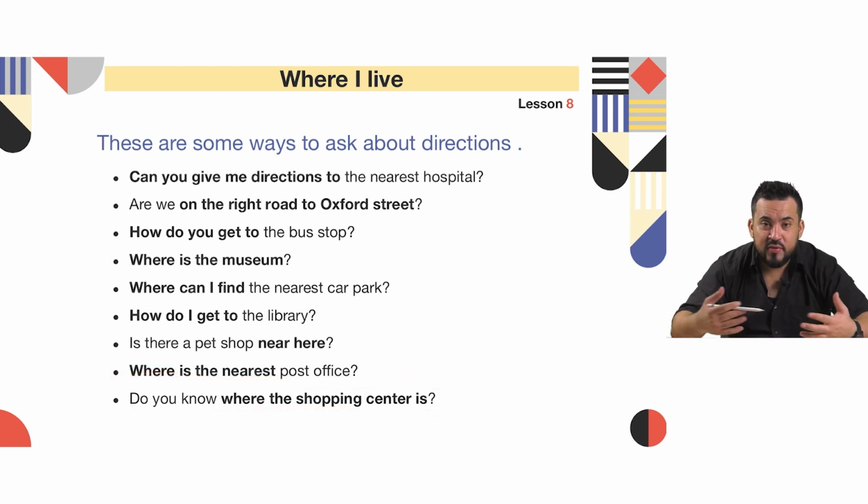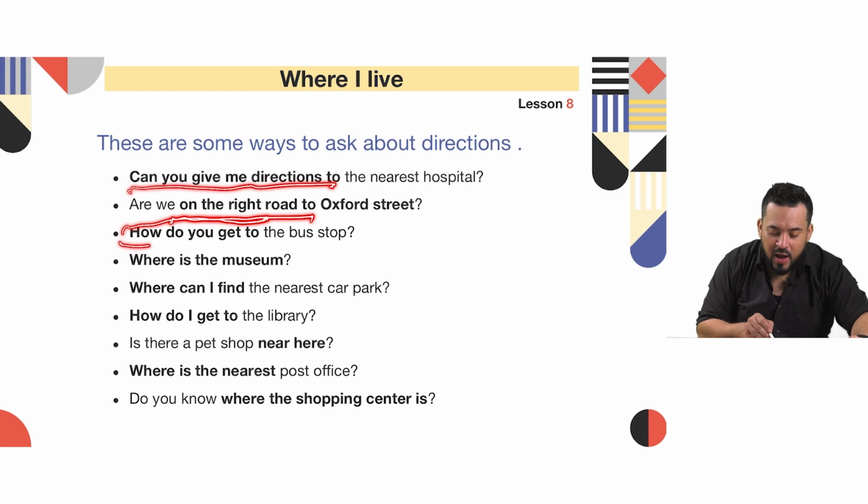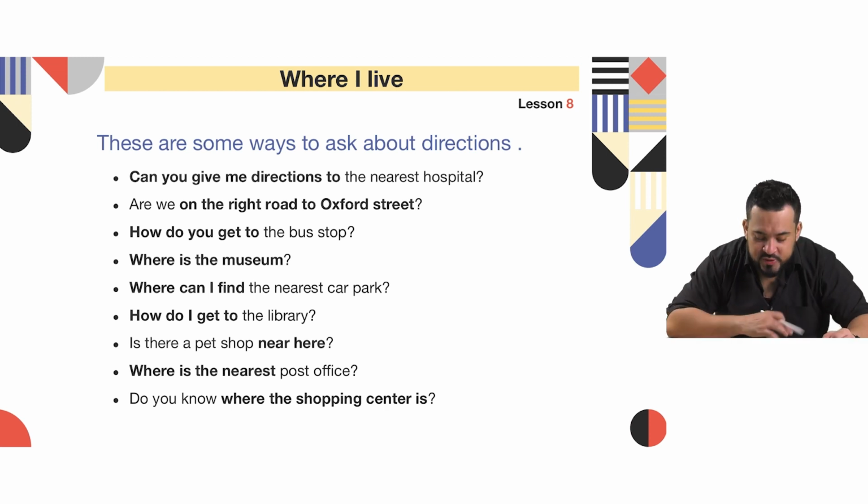So as I said, you can change the vocabulary. You don't need to use the exact same thing, but you can use the exact same phrase to make multiple questions. Like, can you give me directions to? Okay, I put them in bold for you. On the right, are we on the right road to? How do you get to? Where is the? Where can I find the? How do I get to the? Is there whatever near here? Where is the nearest? Do you know where the? Okay, so all these phrases, you can use them to ask for directions.